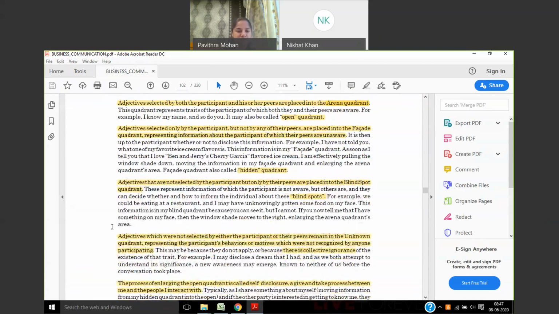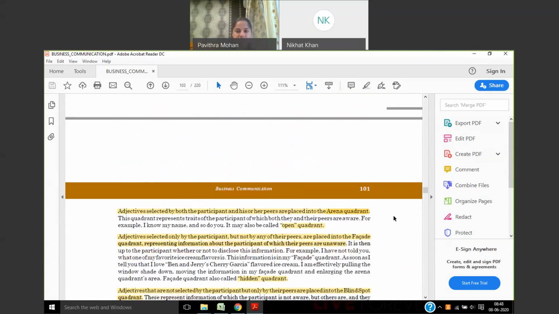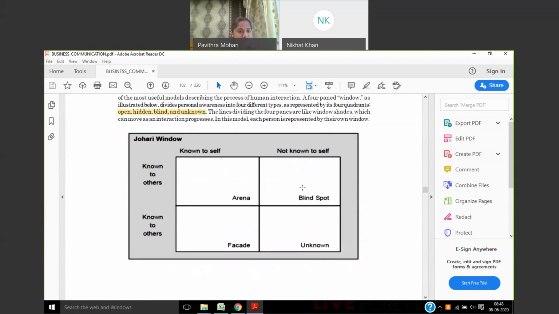Then you have blind spot. Here what happens? We could be eating at a restaurant and I may have unknowingly gotten some food on my face. This information is in my blind spot quadrant because you can see it, but I can't see it. So here what they are saying is, we went to a restaurant, we are eating some food. Some food particle is stuck on me. I can't see it myself, but others can see it. So that means not known to self, but known to others.